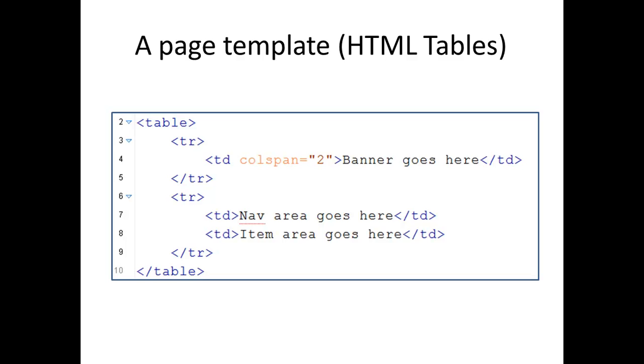Okay, so let's get into some details here. Here's a very simple page template. The page template says my page is going to be tables, and it's going to have one row, and that row is going to span two columns, and my banner goes in there. And I have under there another row of columns. That area goes here, item area goes here. Very simple, straightforward idea. And why I put this on the screen is not to say that's how we're going to do it, but to tell you that that's the idea. Notice what is not here. It's what you feel on the layout of the page.